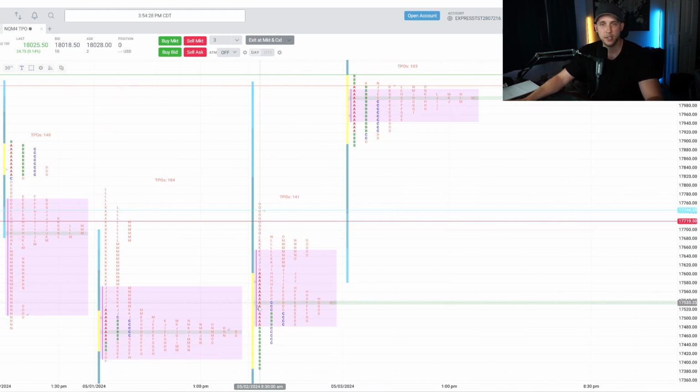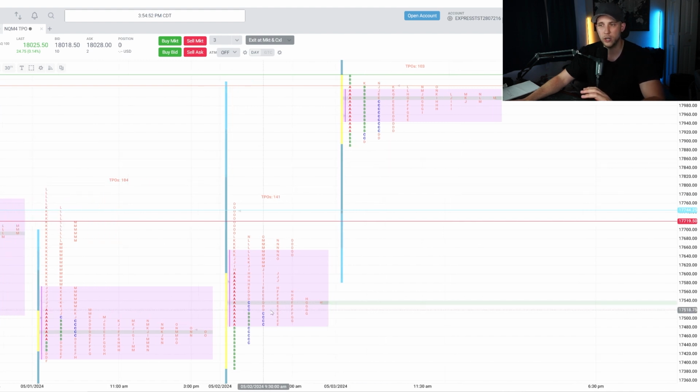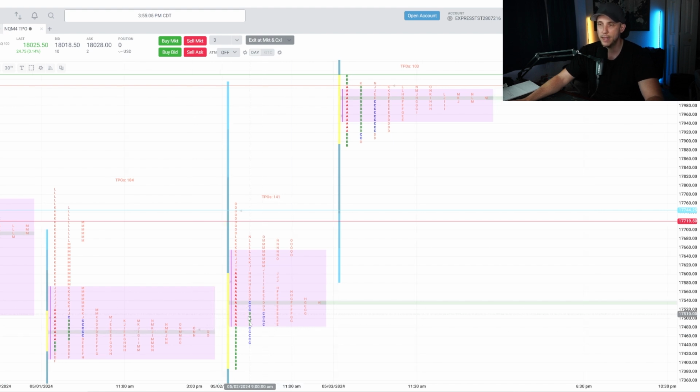Each letter is 30 minutes. So the A time frame is the first 30 minutes, the B time frame is the second 30 minutes, and you can see how price moved on these TPOs. What I like to pay attention to are the three things that I broke down: the value area, point of control, and initial balance. Again, I'm not going to get too much into what the letters do, but each letter represents 30 minutes. In the first 30-minute time frame it would be A, in the second it would be B, and the third it would be C.